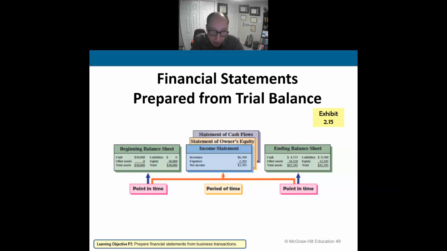We reconcile these accounts to verify that. So the beginning balance sheet, then we go through the income statement to get to the ending balance sheet. That's how they're all connected. Everything starts with the income statement. Everything starts with the transactions.